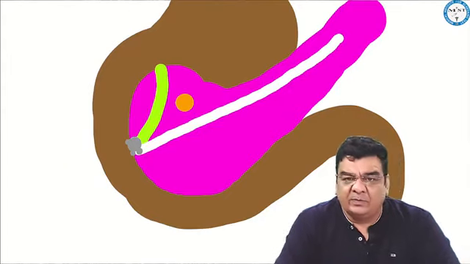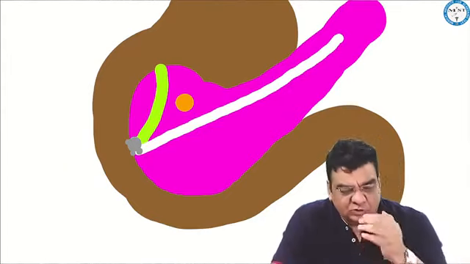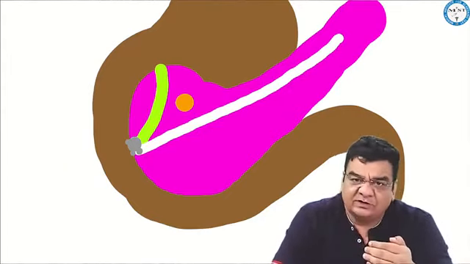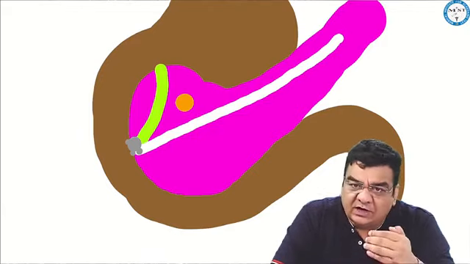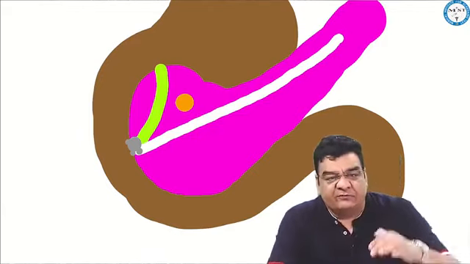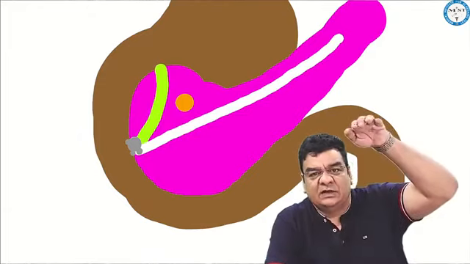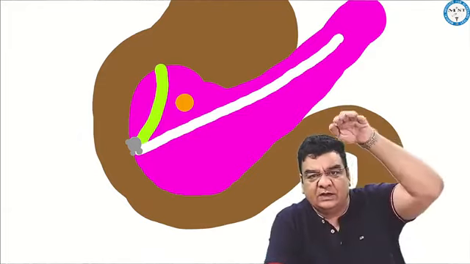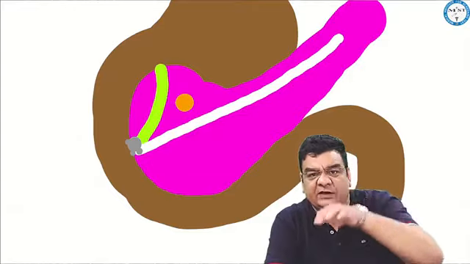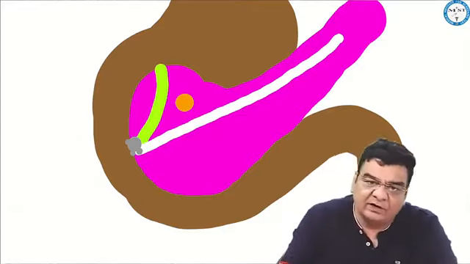That means in periampullary carcinoma, jaundice is the commonest presentation. Jaundice occurs early, but it is a waxing waning type of jaundice. Jaundice increases, decreases, increases, decreases. Waxing waning type of jaundice in periampullary carcinomas.